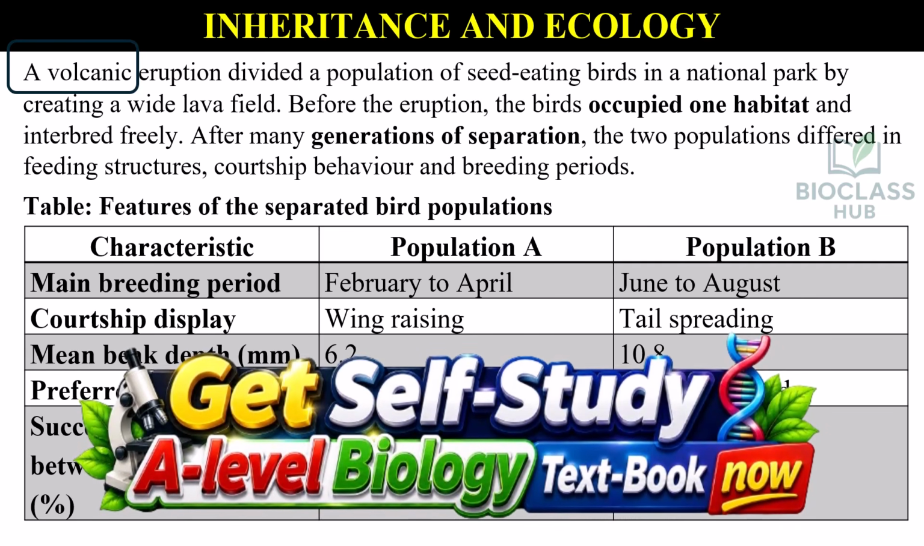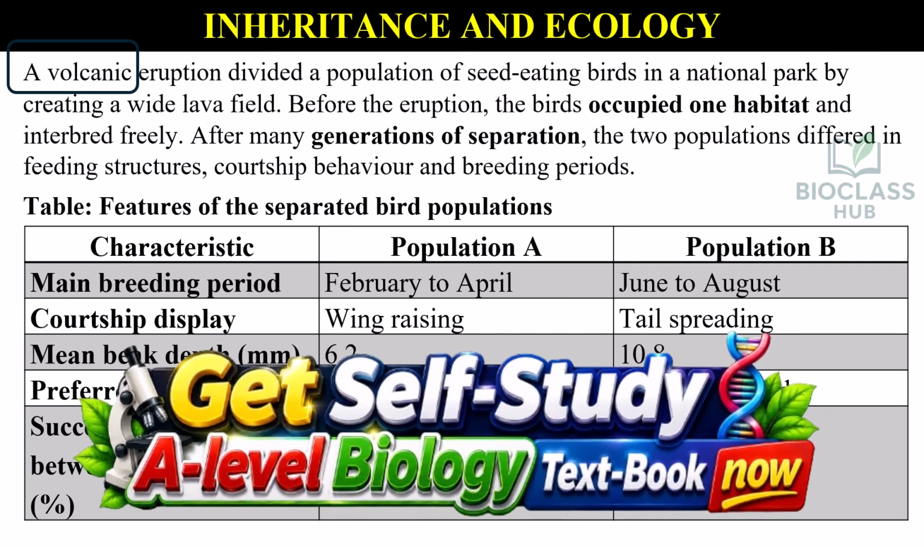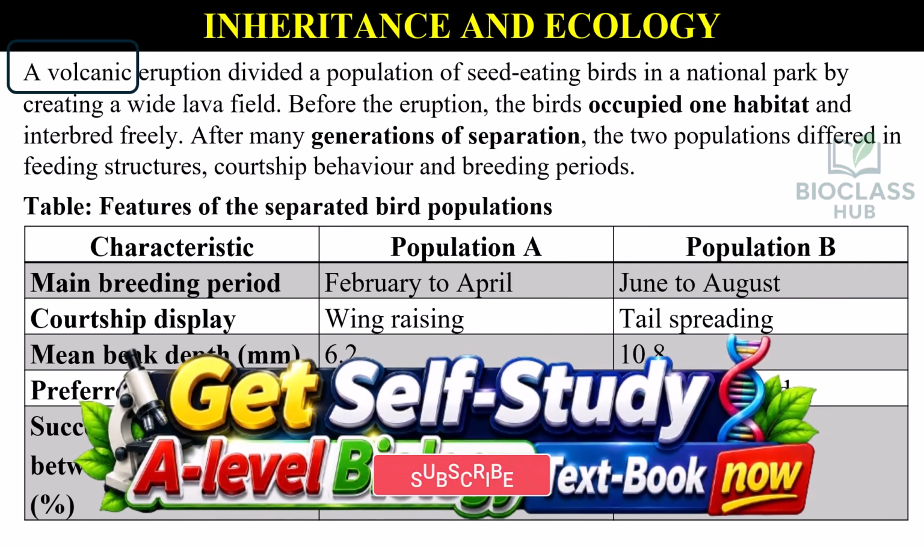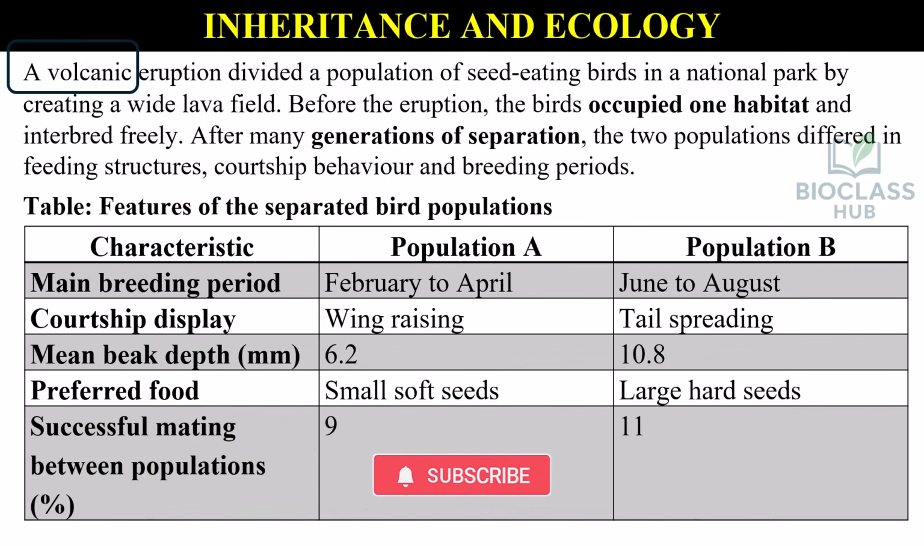Table: features of the separated bird populations. Analyze these isolation mechanisms. Population A and B are reproductively isolated by different characteristics. Pause the video and analyze the table.